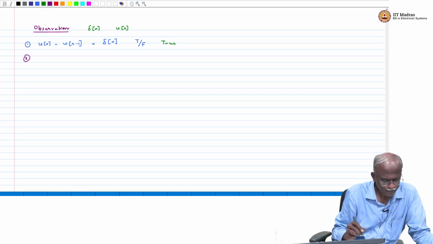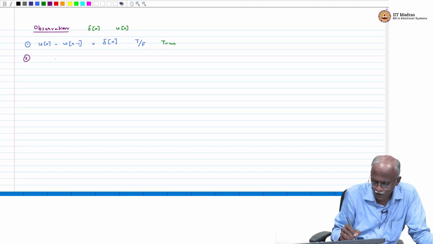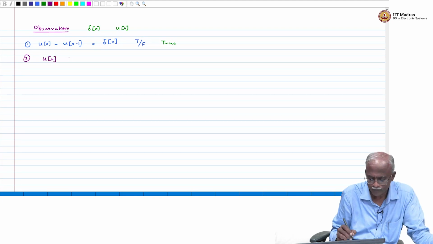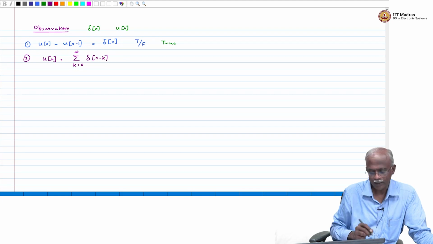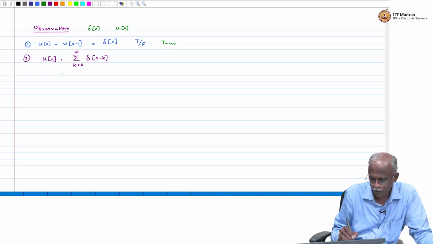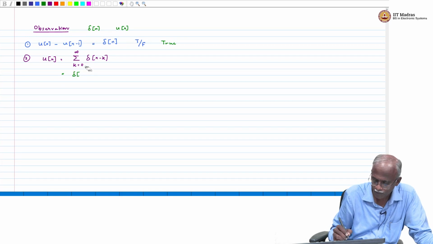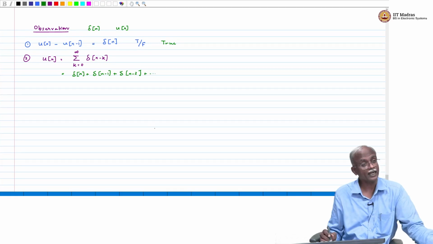Second question, if I want to write down an expression for u of n, can I write it as a summation k equal to 0 through infinity delta of n minus k? Is this true or false? It may be useful for us to expand it a little bit. Can I write it as delta of n plus delta of n minus 1 plus delta of n minus 2 and so on? Can we write it like that?